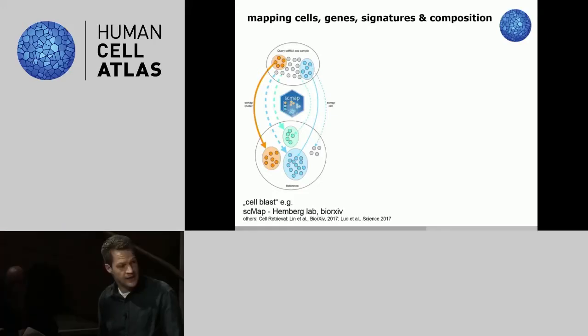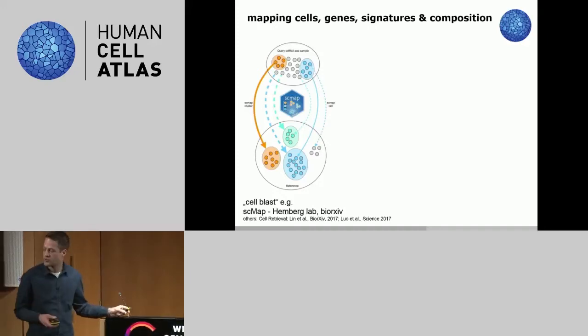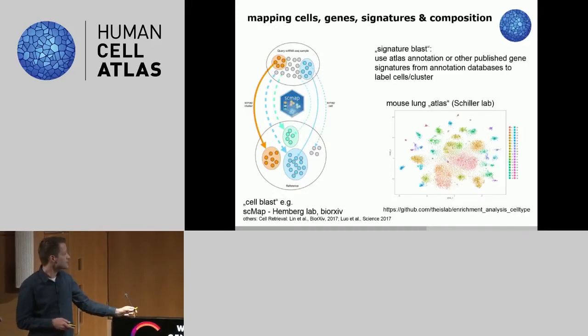And one idea is scmap from the Hinxton lab here, where you map your own data onto an existing atlas by some type of similarity measure, and then you can use this for potentially transporting annotation from the atlas into your data set.